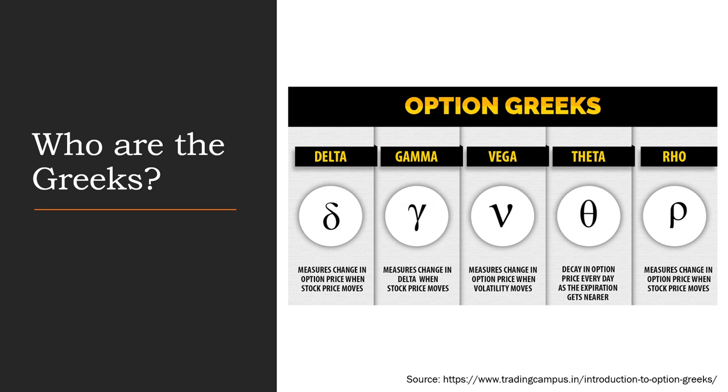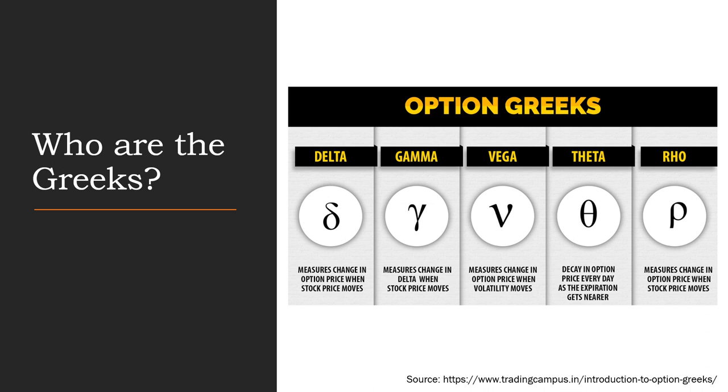Gamma measures the change in delta when a stock price moves. So delta is not static. As I mentioned earlier, the closer you are to the strike, the closer you will be to a one-to-one ratio for delta and stock price, right?